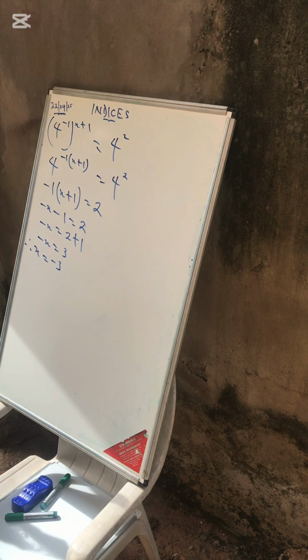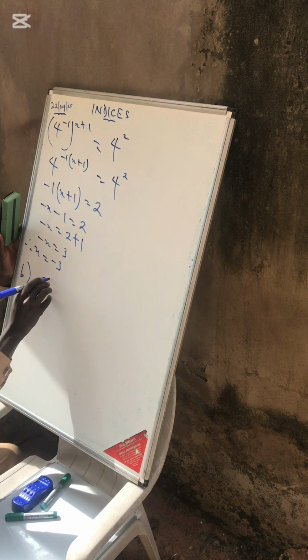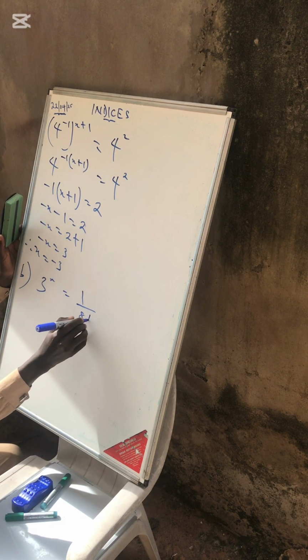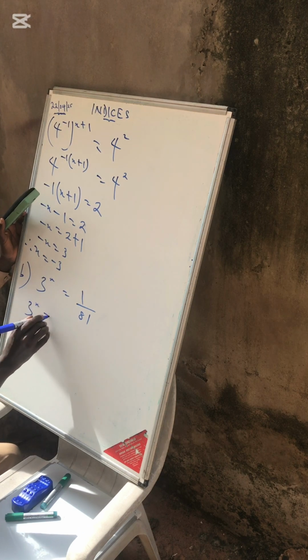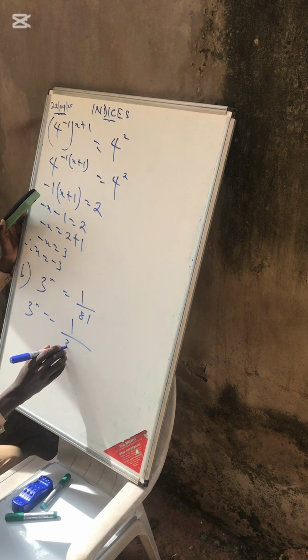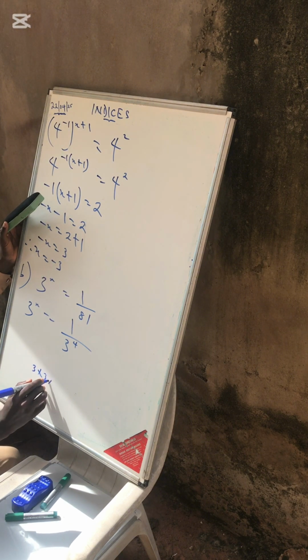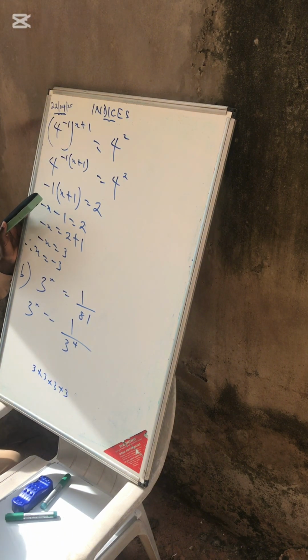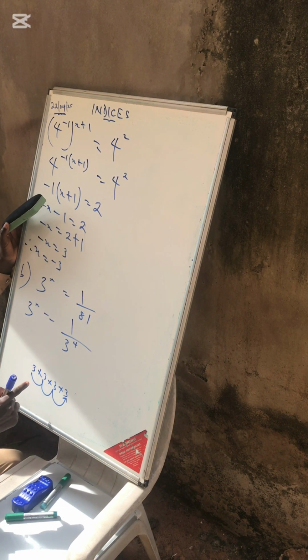Let's go to B. What's question B? 3 raised to power x equals 1 over 81. What's 81 as the power of 3? 3 raised to power 4. Stop writing. 3 times 3 is 9, 9 times 3 is 27, 27 times 3 is 81. So that's 3 raised to power 4.